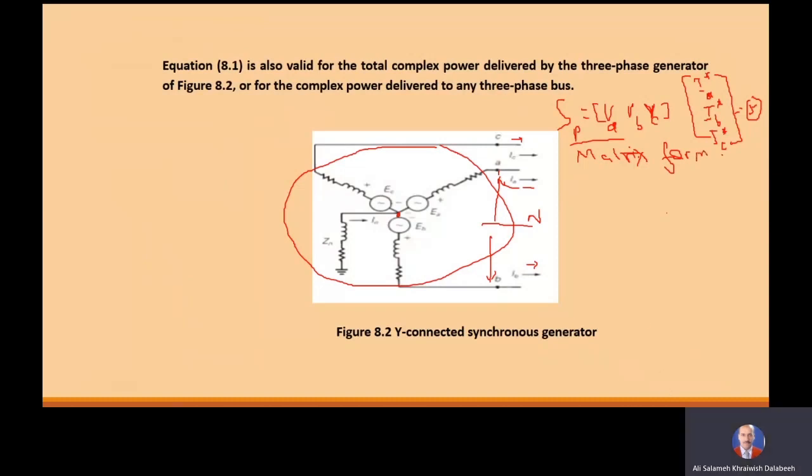And we use matrices in power system analysis. All our calculations are based on matrix forms. All our equations in power system analysis use the matrix form. This is, as we said, a row vector, and this is a column vector of conjugate currents.